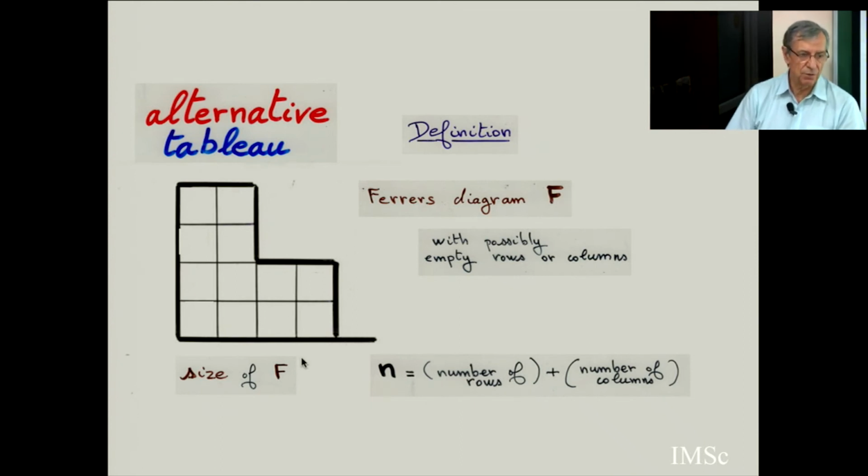And the size of the Ferrer diagram is just the total number of rows plus the number of columns, maybe with empty rows and empty columns. So n is this: 1, 2, 3, 4, 5, 6, 7, 8, 9, the total length of this path.